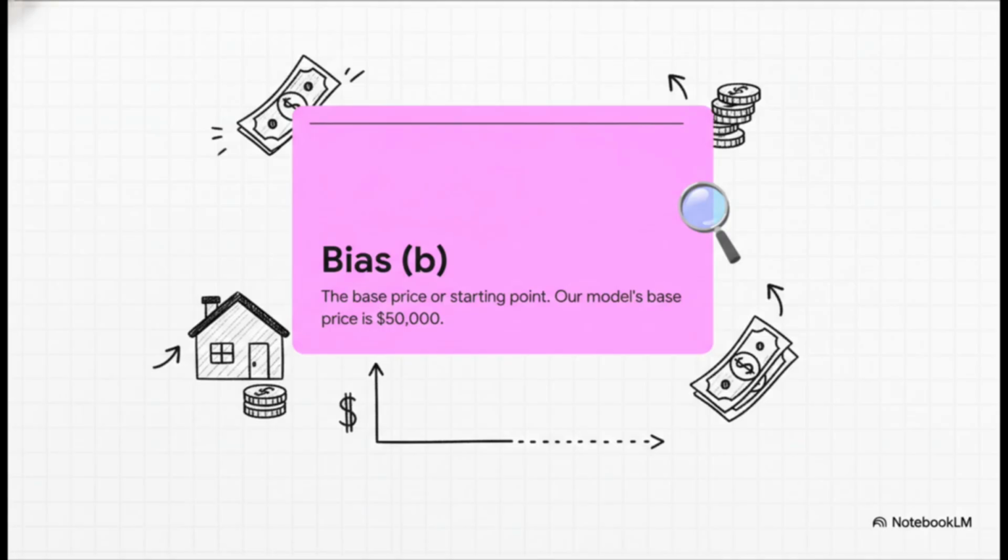Next is b, and that's for bias. You can think of this as the model's starting point, the base price. It's the value our line starts from before we even consider the size. In our case, even a house with 0 square feet, which is impossible, but it helps the math work, would have a base value of $50,000.